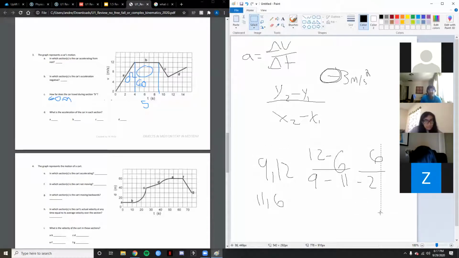And then, so we did A, B, and C. So A equals 3 meters per second squared. B equals 0 meters per second squared. C equals -3 meters per second squared. Now time to do D.